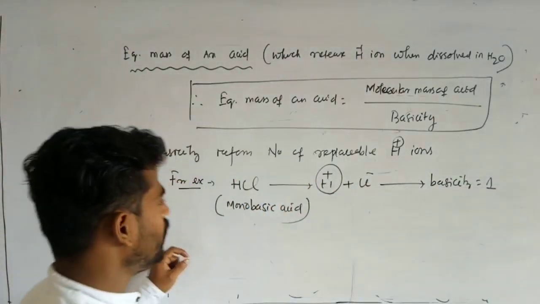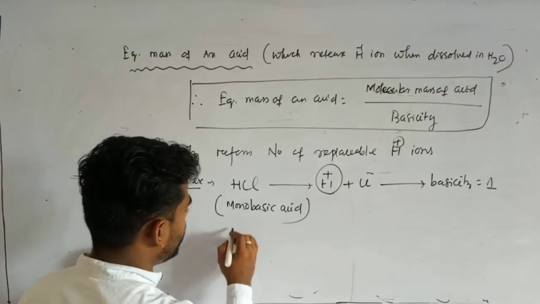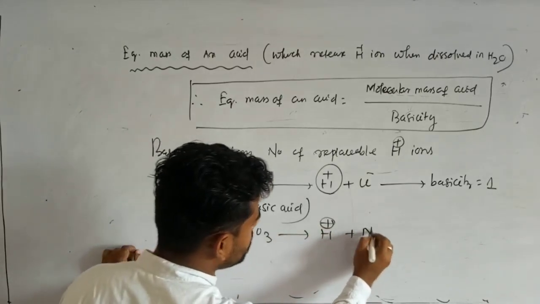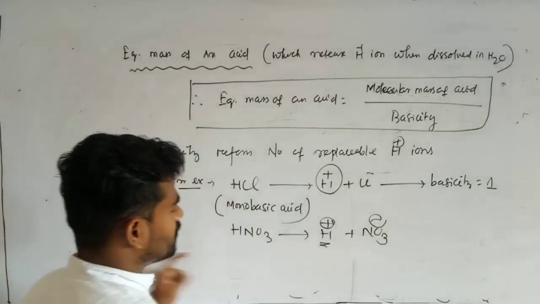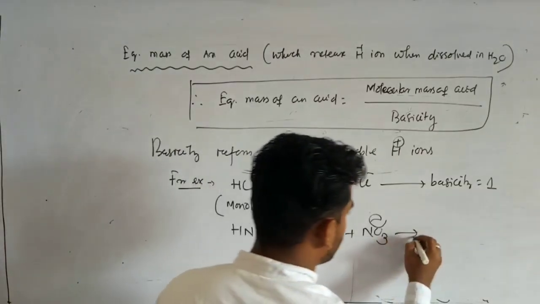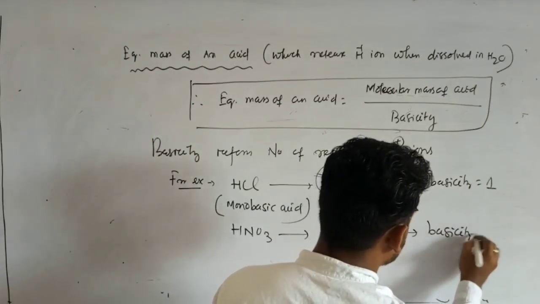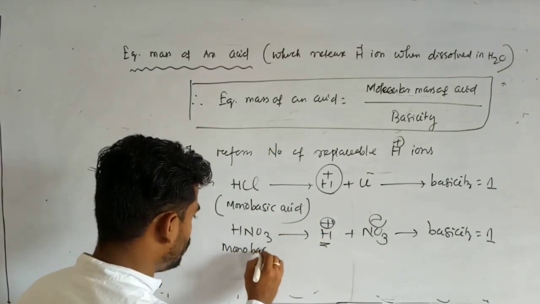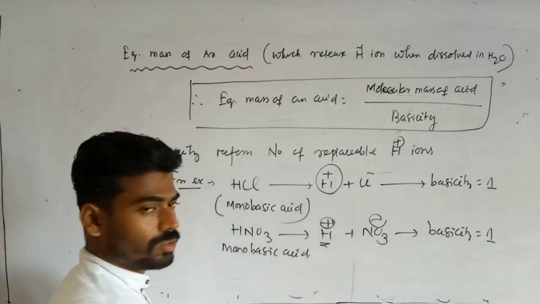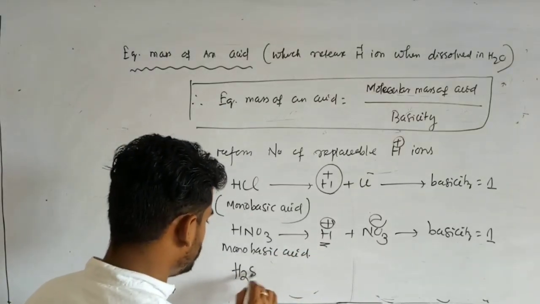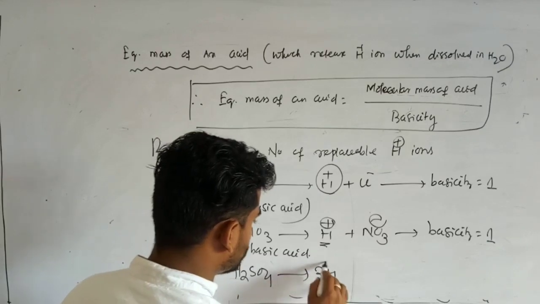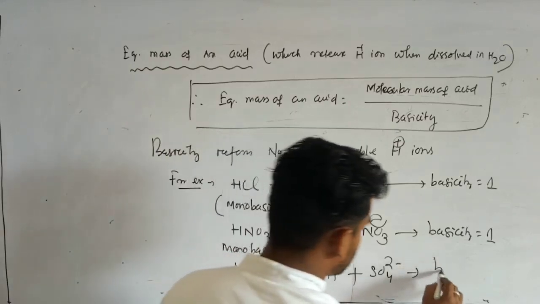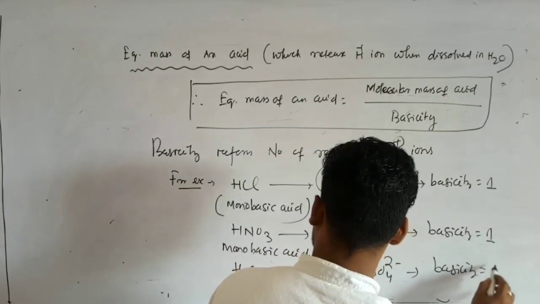Similarly, if I consider HNO3, it gives H plus and NO3 minus, so how many H plus ions does it furnish? 1. So its basicity will be equal to 1. Okay, so this one is also regarded as a mono basic acid. Okay, similarly H2SO4 gives 2H plus and SO4 2 minus, so its basicity will be equal to 2.